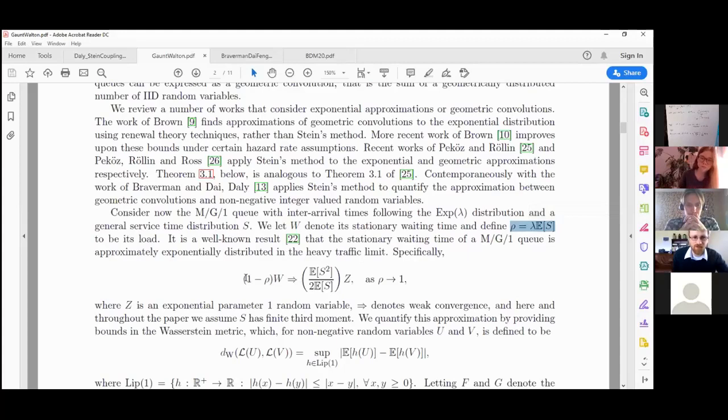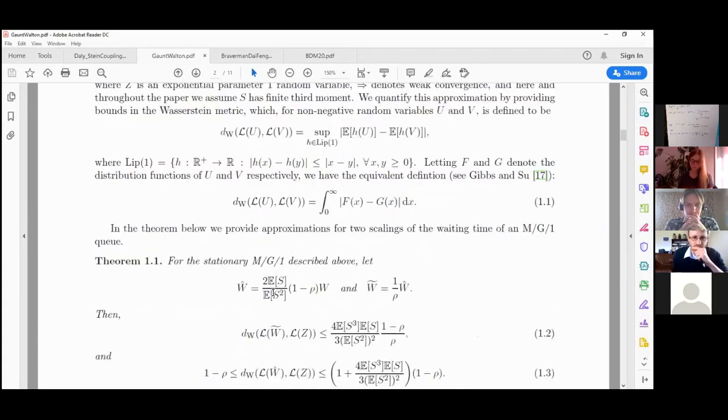But we can think about heavily loaded systems where rho converges to one, so it will be less than one but tending to one, in which case this stationary waiting time of a job converges to an exponential random variable. And so this paper quantifies that, gives us an explicit upper bound. There's some rescaling, but whatever. Everything's rescaled so that it has mean one, because this Z, again, same notation that we've been using, is an exponential random variable with mean one. This gives us an explicit upper bound on how close this rescaled waiting time is to being exponential.